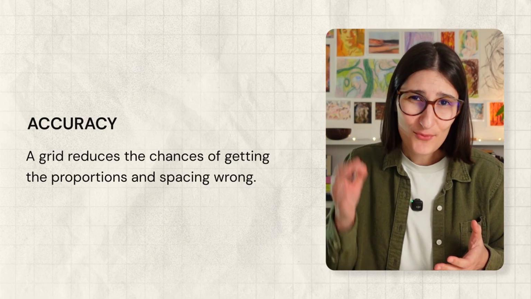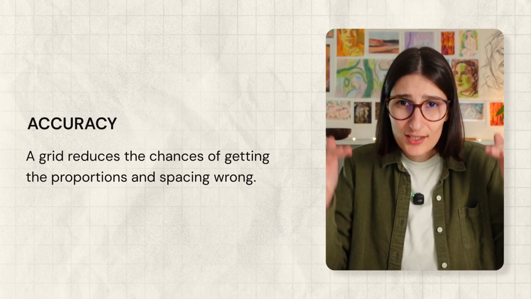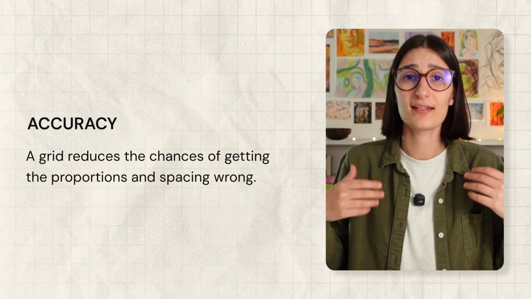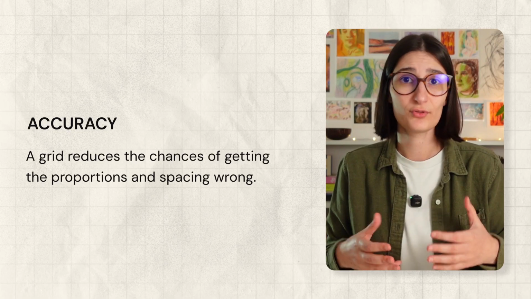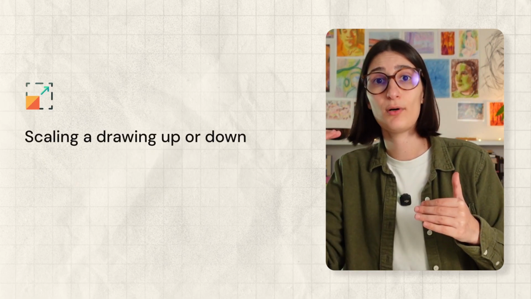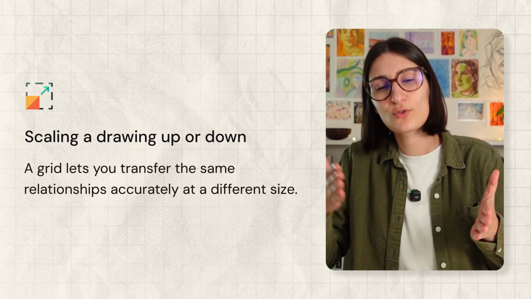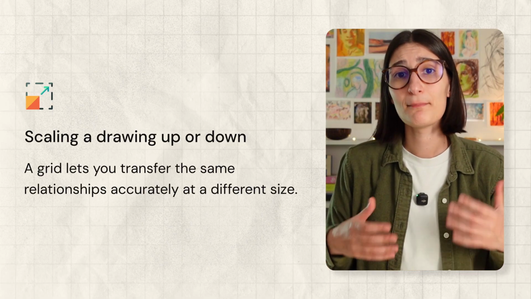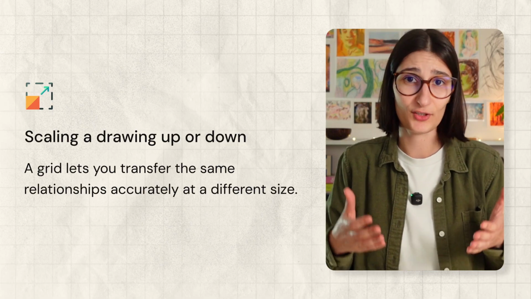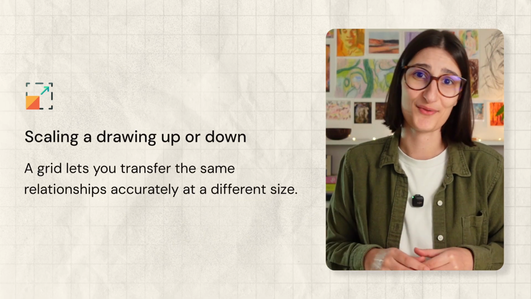When you really want to get a drawing right, you can use a grid because it reduces the chances of getting the proportions and spacing wrong. It's also very useful to use a grid when you are scaling a drawing up or down, because a grid lets you transfer the same relationships accurately in a different size. In fact, there are many muralist artists that use grids to transfer their small drawings to huge walls.